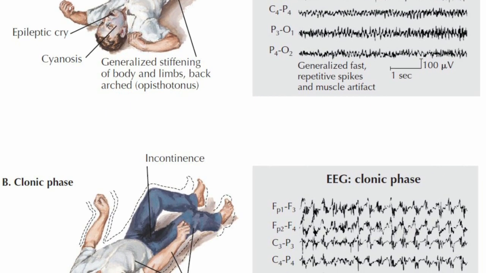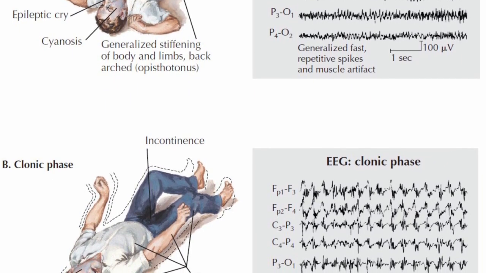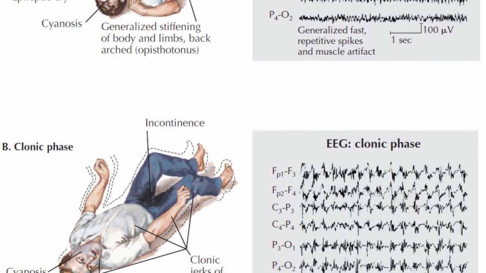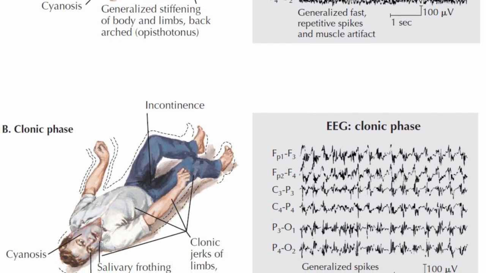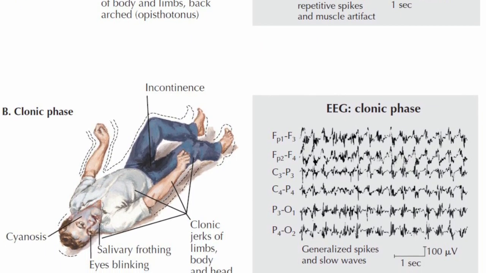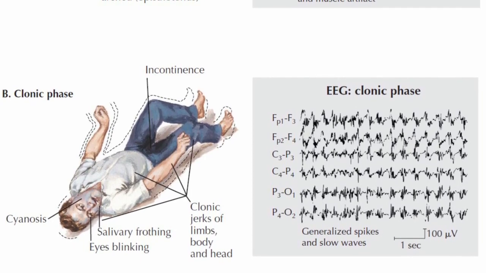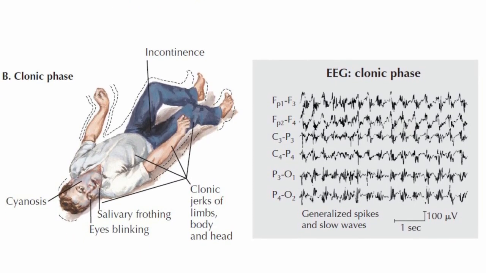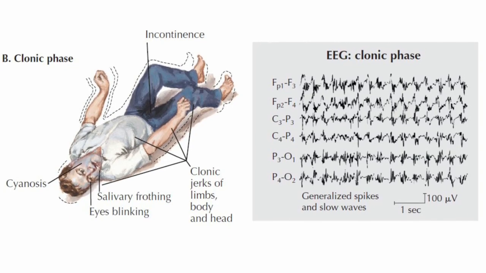After this, the seizure transitions into the clonic phase. At this point, the person experiences rapid, rhythmic, and jerking muscle movements which typically involve the arms and legs. These movements can be quite violent and may last for several minutes.